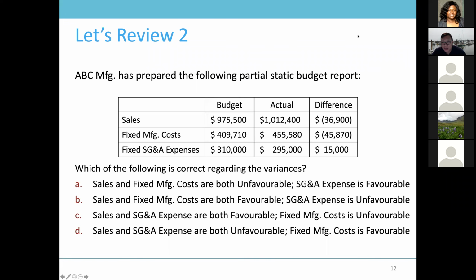I have people who answered A, B, and C. So nobody answered D. Can anyone answer D so that we have a full spectrum? Okay, so who answered C? Can you explain why it's C?